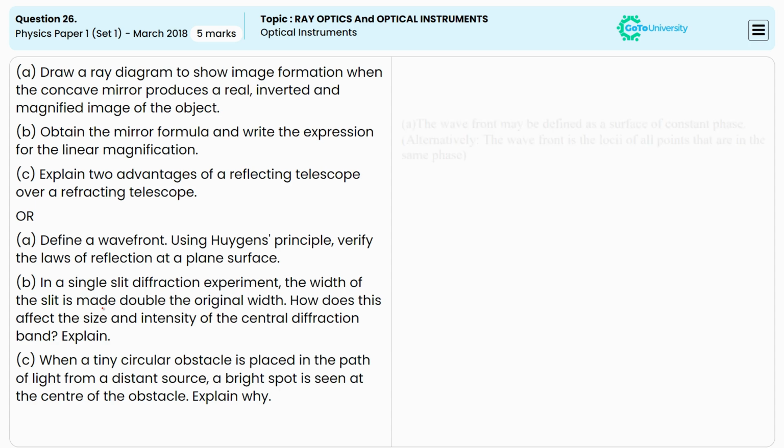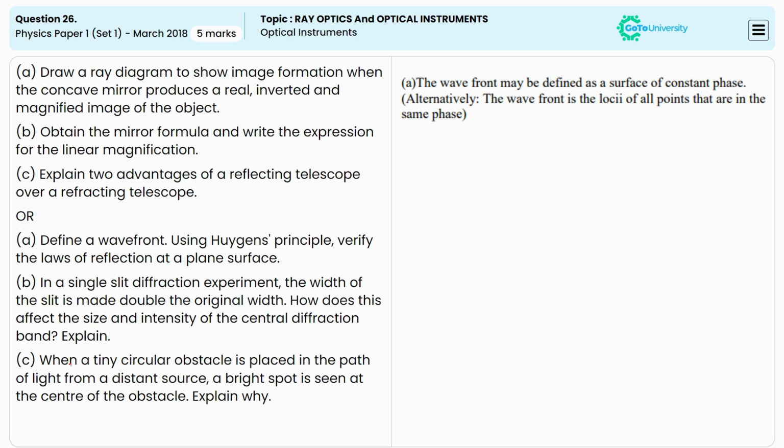See the first part of the question. Define wavefront. The wavefront may be defined as a surface of constant phase. Alternatively, we can define it as the locus of all points that are in the same phase.